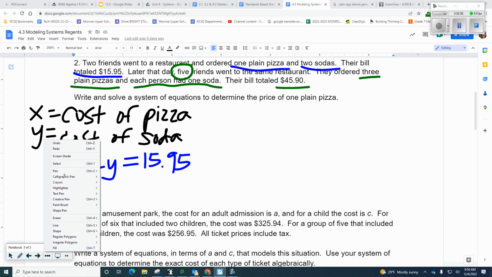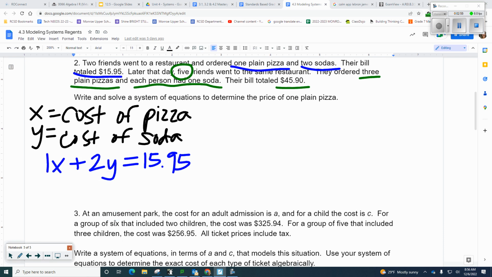The second equation comes from what we underlined in green. 3 pizzas would be 3x, and it said each person had 1 soda, and there were 5 friends, plus 5y equals $45.90, good. Okay, now in order for us to solve this system using our calculator, we have to have the equations solved for y. So right now you can pause this and solve the equations for y.